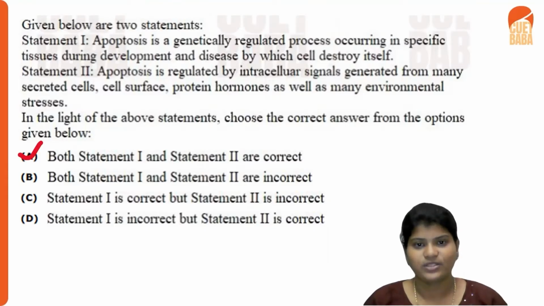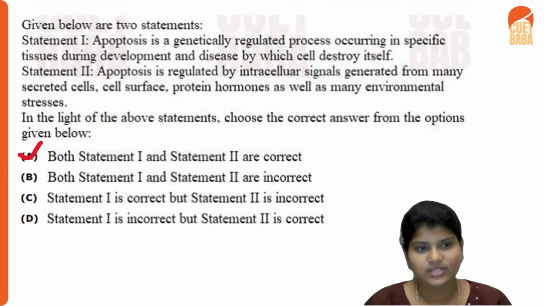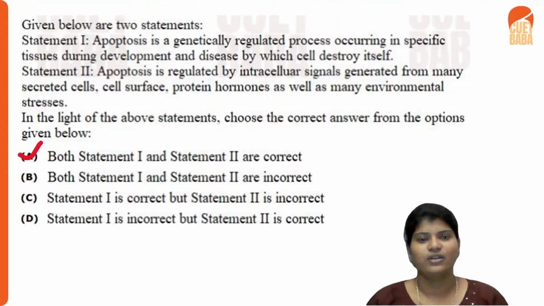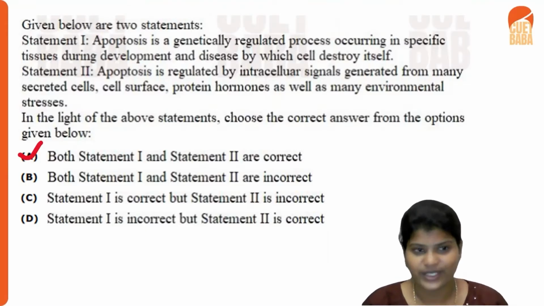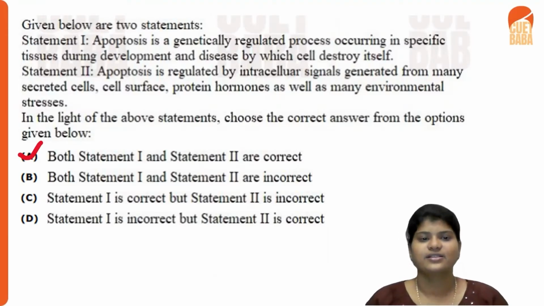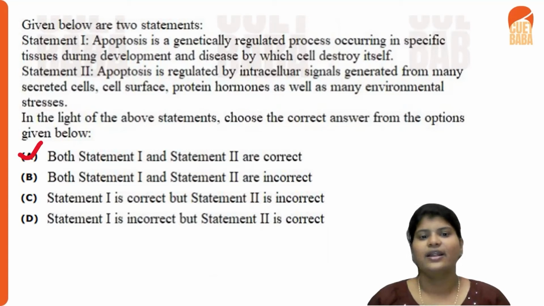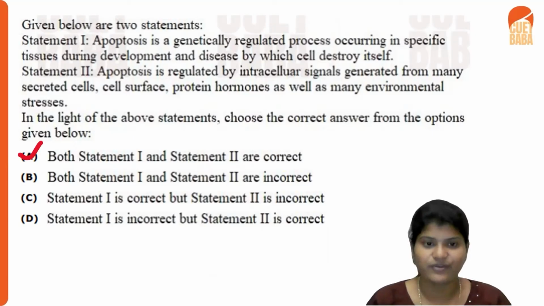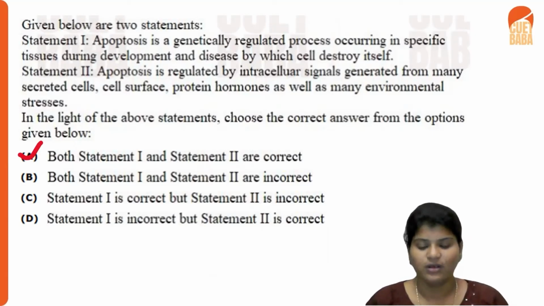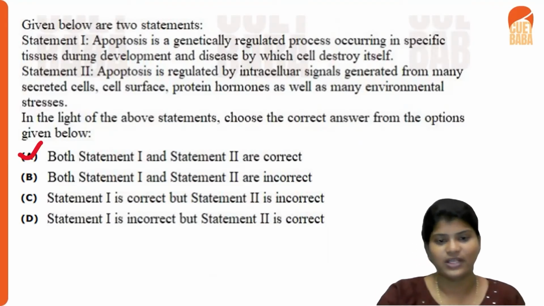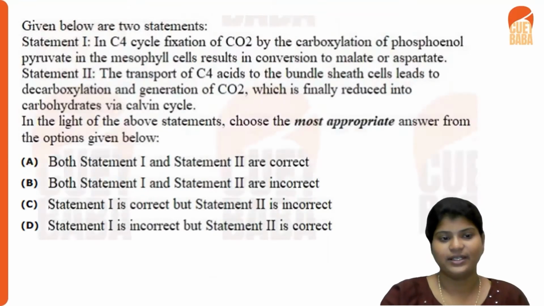Okay, so apoptosis is a genetically regulated process and it will be helpful for specific tissue development, and the cell can destroy itself. Okay, and it is regulated by intercellular signals. And it will be receiving the signals from different kinds of cell surface proteins or different kinds of protein hormones, or due to environmental stress, it will receive the signals. Okay, so both the statements are correct. So option A will be the correct answer.